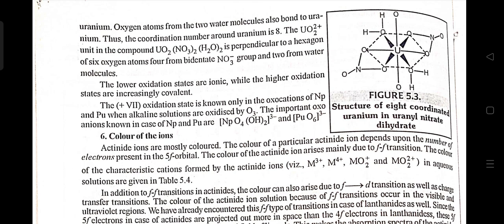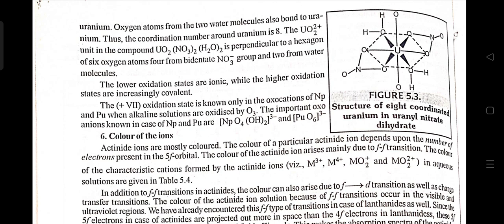The lower oxidation states are ionic while the higher oxidation states are increasingly covalent. The +7 oxidation state is known only in the oxo species of neptunium and plutonium when alkaline solutions are oxidized by O3. The important oxo anions in the case of neptunium and plutonium are NpO4(OH)2 3- and PuO6 3-. Color of the ions.